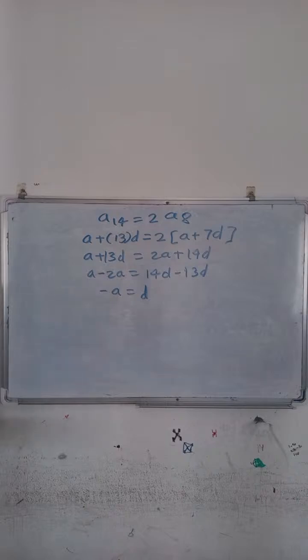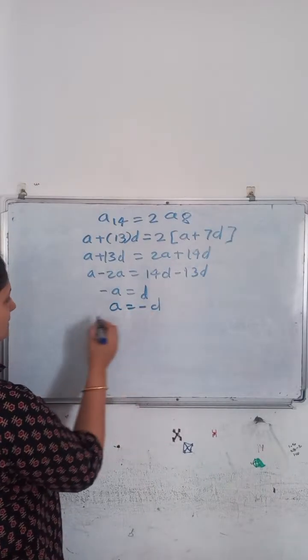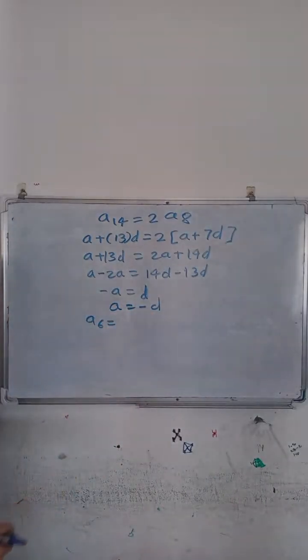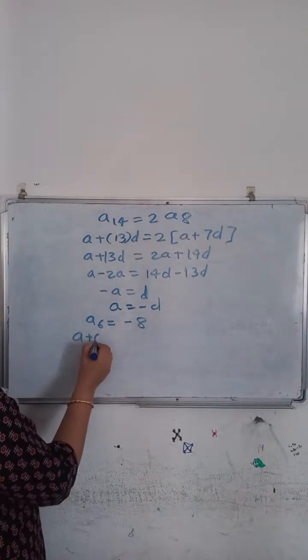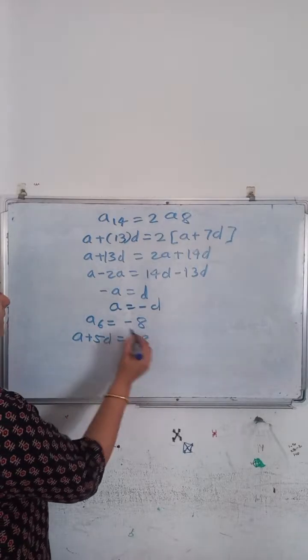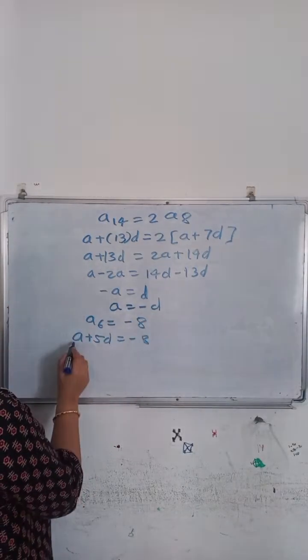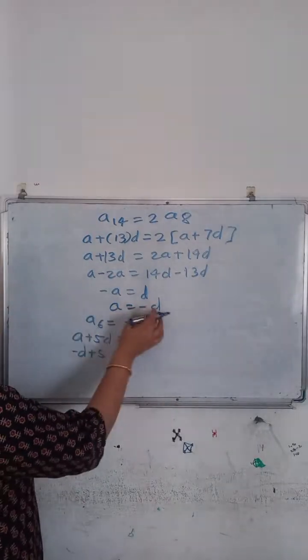So here they are saying sixth term. If sixth term is minus 8. Okay, so here what I will do, I will write A is equal to minus D, and the sixth term is given as how much? Minus 8. The sixth term is nothing but A plus (6 minus 1) into D, that is 5D, equal to minus 8. Now here A is nothing but minus D, and I will replace this A by this minus D.